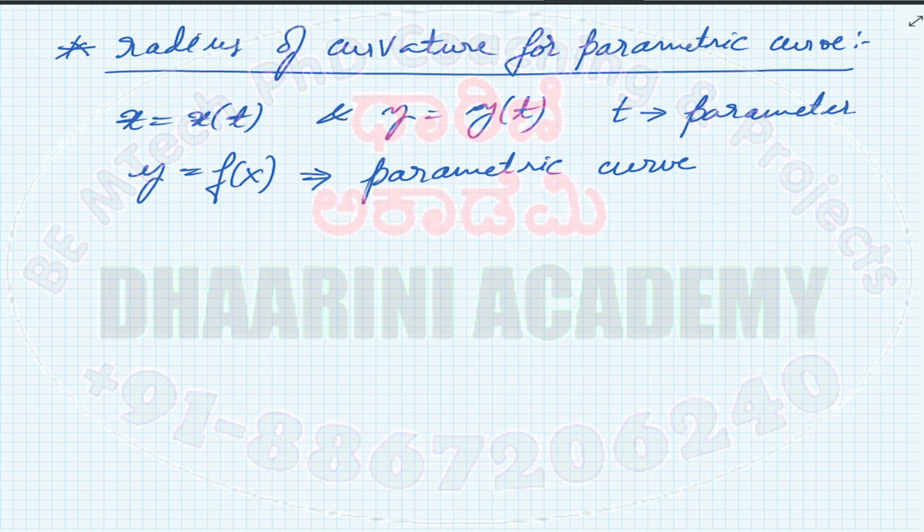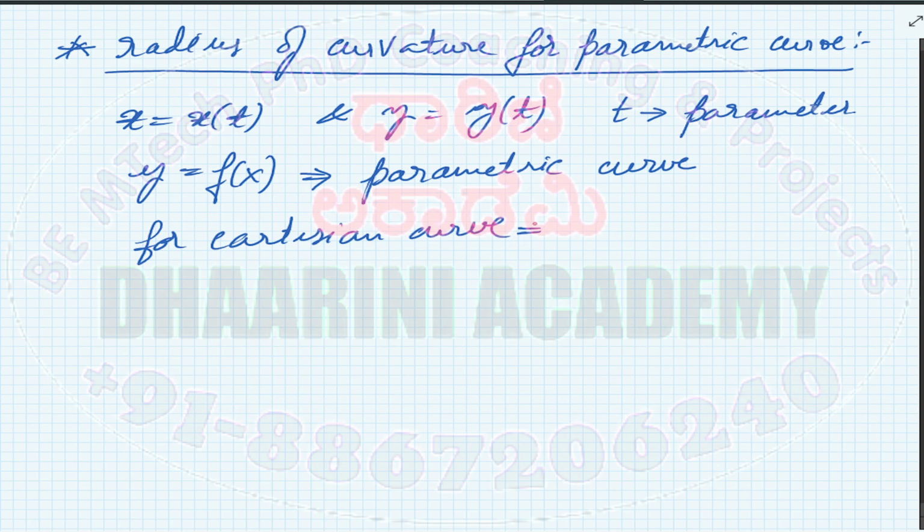All right, now what we want here is to represent the parametric curve and find its radius of curvature. But y equal to f of x is actually a Cartesian curve. We already know that, right? So for the Cartesian curve, I know the rho equation. Rho is equal to 1 plus y1 square whole to the power 3 by 2 divided by y2.